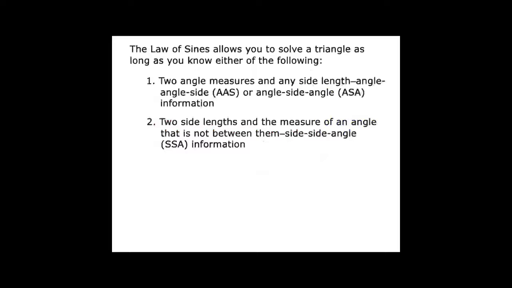The law of sines allows you to solve a triangle as long as you know either of the following. Number 1, two angle measures and any side length, which is angle, angle, side, or AAS, or angle, side, angle, or ASA information. Or number 2, two side lengths and the measure of an angle that is not between them, which is side, side, angle, or SSA.